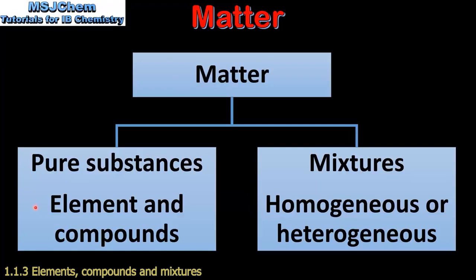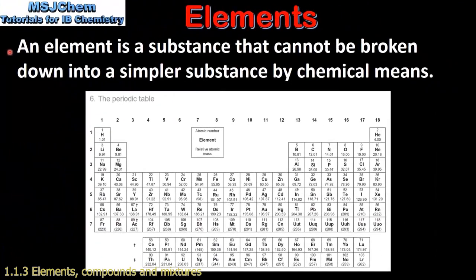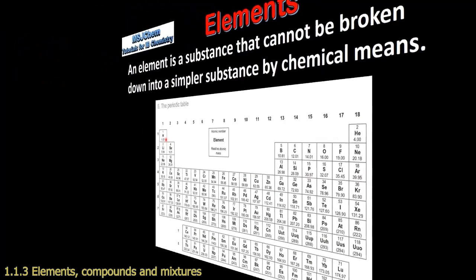We'll start by looking at elements. An element is a substance that cannot be broken down into a simpler substance by chemical means. All known elements can be found on the periodic table. In the periodic table, elements are arranged in order of increasing atomic number, starting with hydrogen. The structure of the periodic table is covered in a later video.